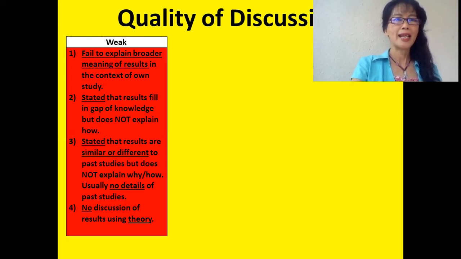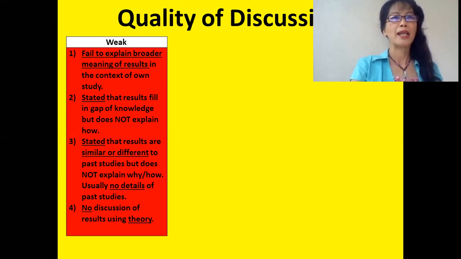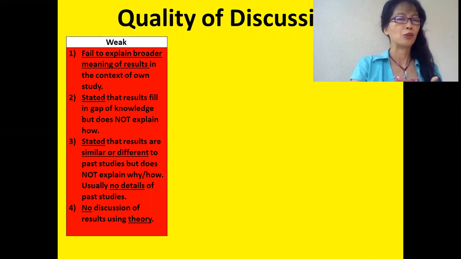They may say that the results fill in the gap of knowledge, but do not explain how this is done. And they may also say that the results are similar to A, different from B and C, and so on, but do not offer any details on the similarities and differences. And even if there are relevant theories, the researcher does not discuss the results in relation to the theory.